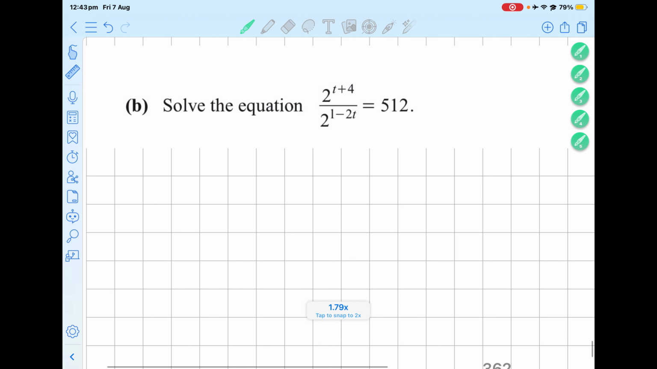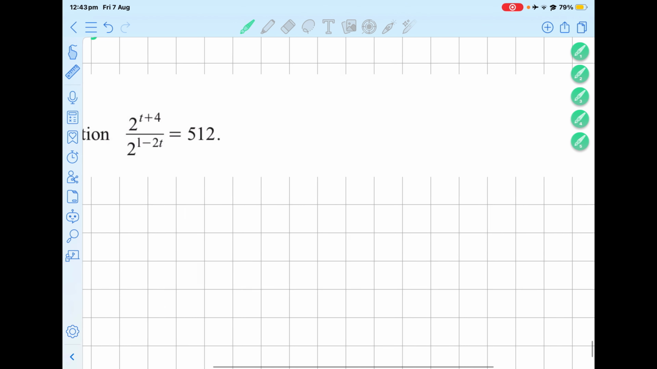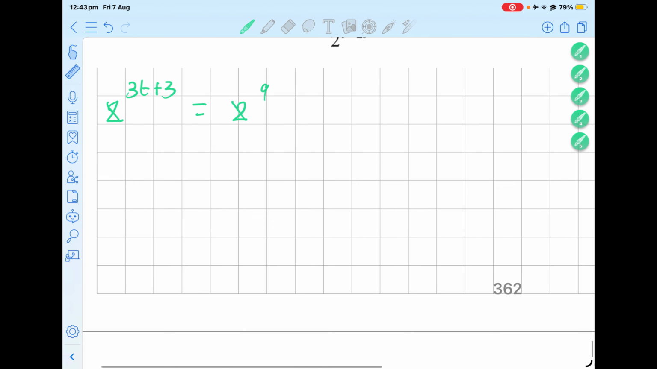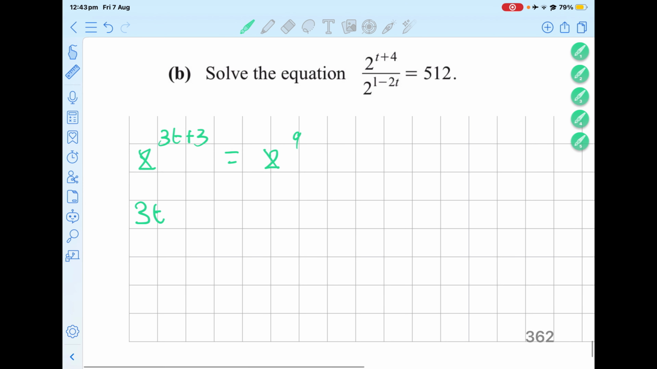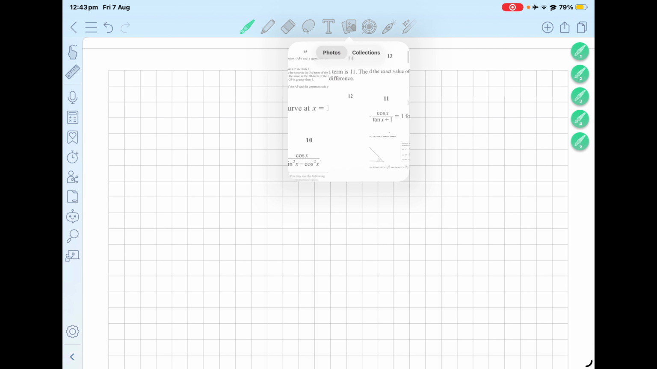Anyways, since we have base a to the b over a to the c, I could write that as a to the b minus c. Basically this will become 2 to the 3t plus 3 equals 2 to the 9. This cancels out this. It's literally a 4 marker, bro. This is so easy. So 3t plus 3 is 9, 3t is 6, t is 2, and literally done in 4 steps, and I earned 4 marks for all of that. Wow. See, math is easy.